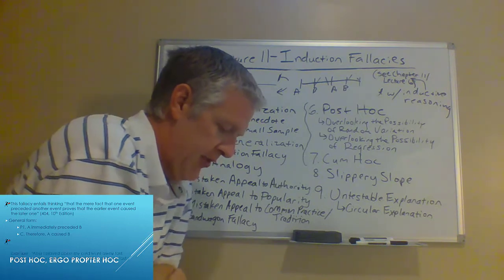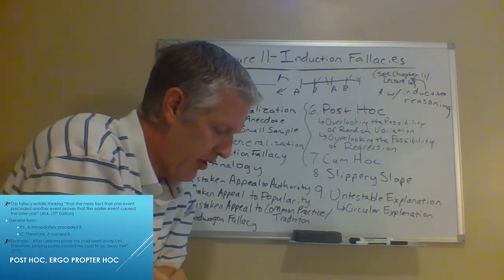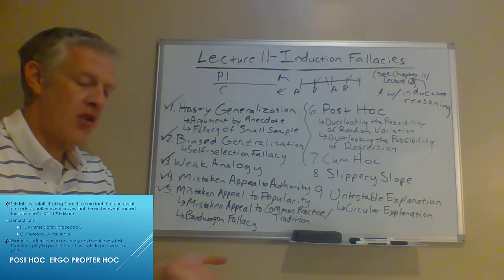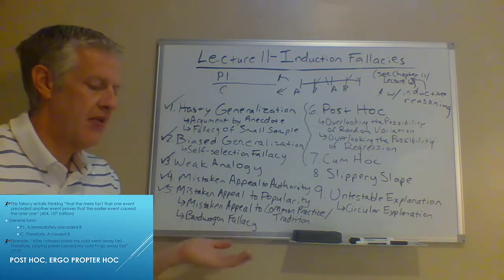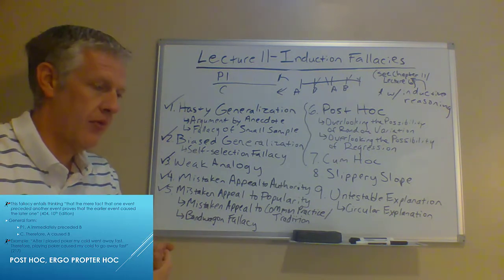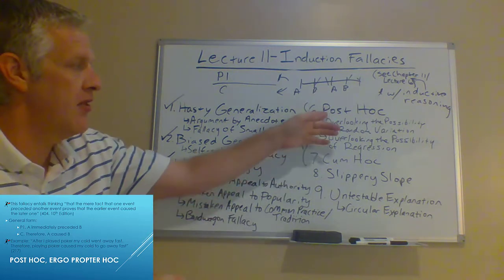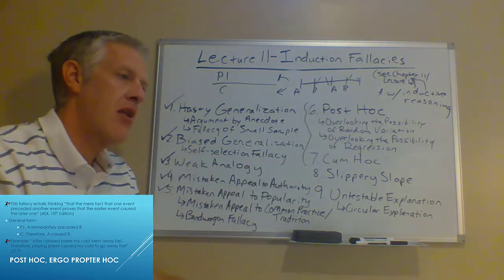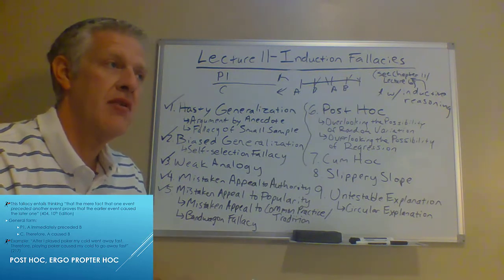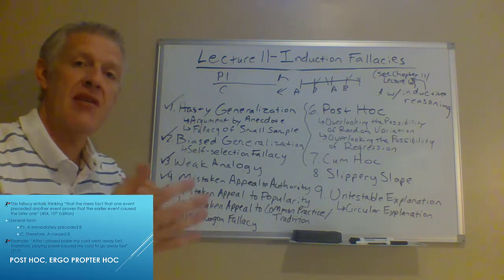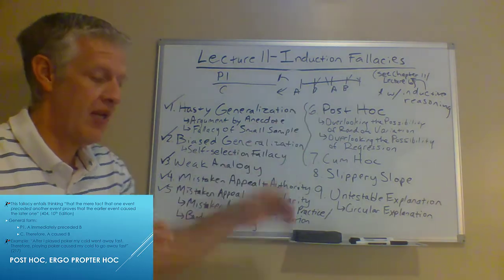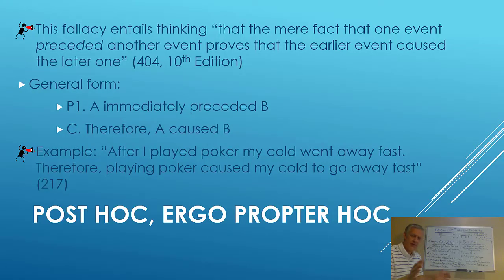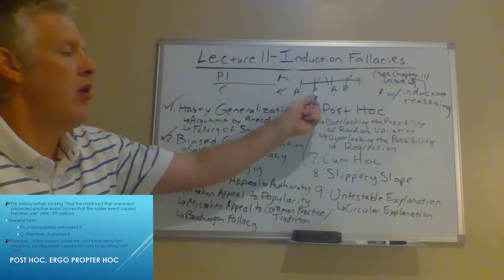So I like their examples. They gave some examples on 217. This one, I give the extreme, absurd example, the one we'd say obviously that's ridiculous, because it most obviously demonstrates what we mean by post hoc. But the other example they give is indicative of times where somebody says something and it's a lot less obvious that they're guilty of this kind of mistake. So the obvious example first, again from page 217, quote, after I played poker, my cold went away fast. Therefore, playing poker caused my cold to go away fast. So: played poker, cold went away fast.